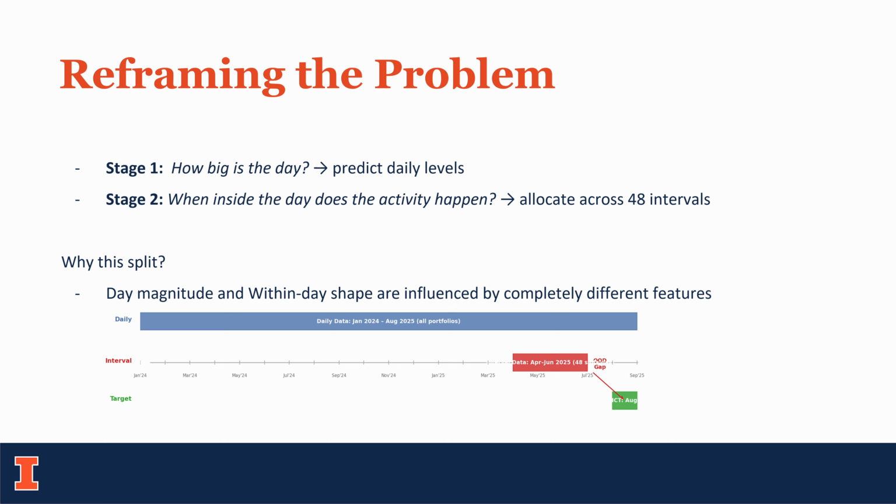So we started by reframing this as two separate problems. First, how big is the day? So predicting the daily levels. And then second, when does the activity happen within the day? So finding the shape of each day and then allocating it across 48 intervals. And those require different features. So instead of forcing one model to do both, we split the problem.